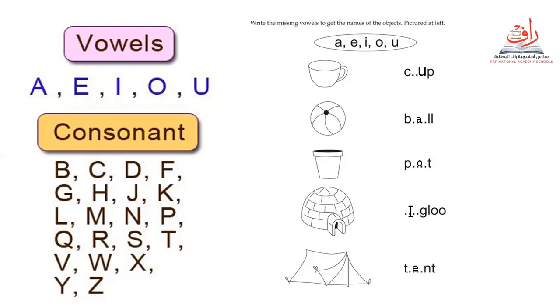Cup, loudly. Raise your voice. Repeat after me. Cup, ball, pot, igloo, and pen. Excellent. Good job. Five stars. Let's go now.